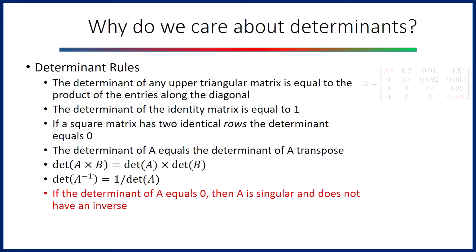We talked in the last lecture about finding the inverse of a matrix. We can use the determinant to determine if it will even be possible to calculate the inverse for our matrix. This can thus potentially save us a lot of work.